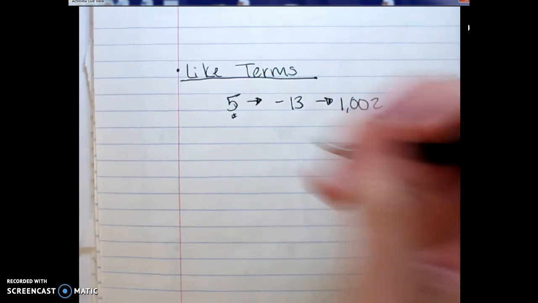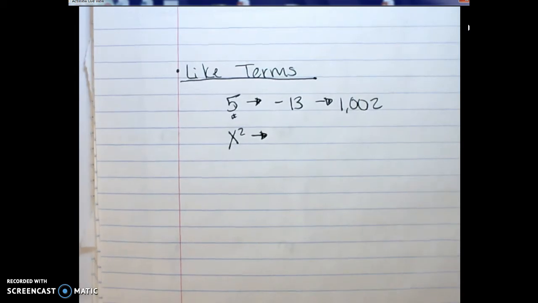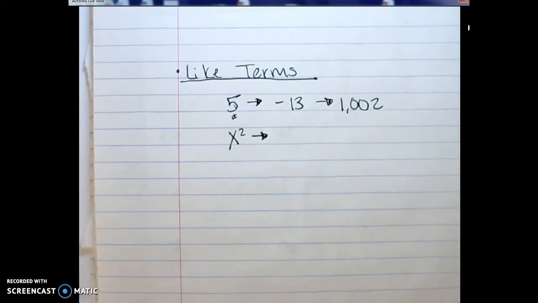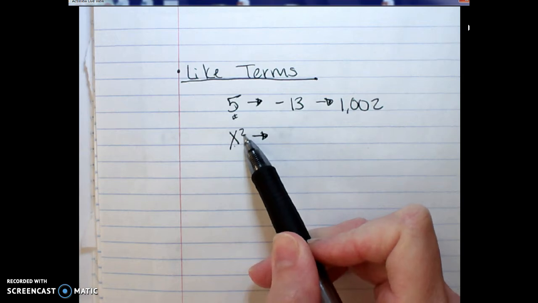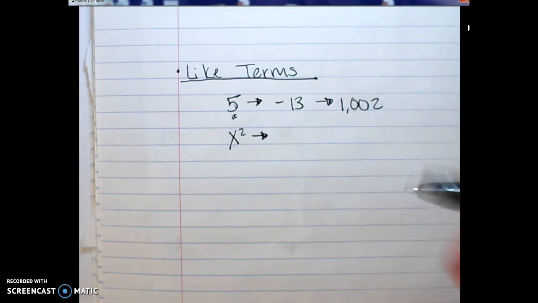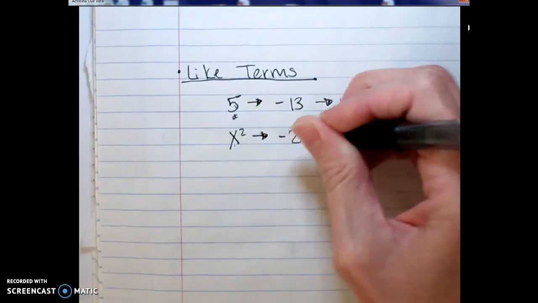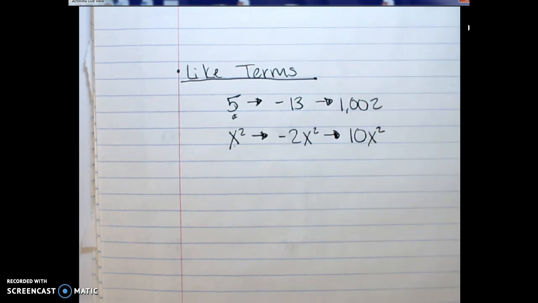What if we had, let's say, x squared? What would be a like term for x squared? For this one, your like terms have to be very similar. Your like terms have to have the same variable and the same exponent. It doesn't matter what number, what coefficient they have in front. As long as anything else has an x squared, it would be considered a like term. So we could have negative 2x squared. We could have 10x squared. As long as they have that x squared piece on it, they're considered like terms. You can combine them. Same variable, same exponent.